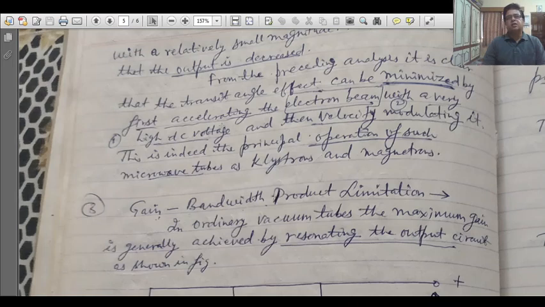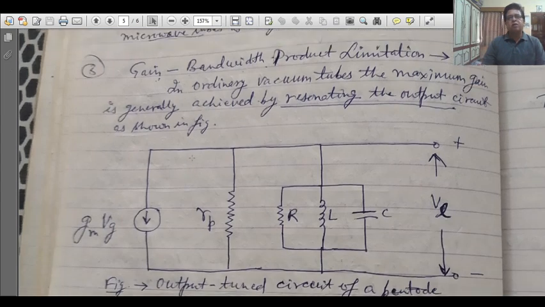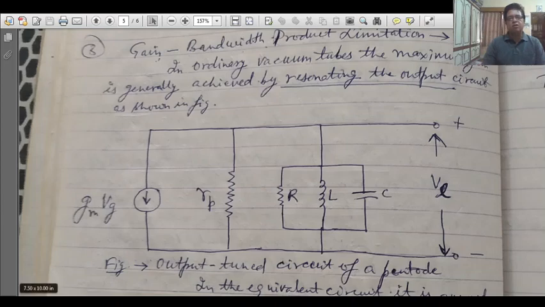From the preceding analysis, it is clear that the transit angle effect can be minimized. How we can minimize it, we will see in the next articles when we study the fundamental principle of the klystron. Here it is only mentioned that if we first accelerate the electron beam with a very high DC voltage, and after that velocity modulation is applied, this process can minimize the transit angle effect. This principle is used in klystrons and magnetrons, which we will try to understand in the next lectures. So we understand what the transit angle effect is.